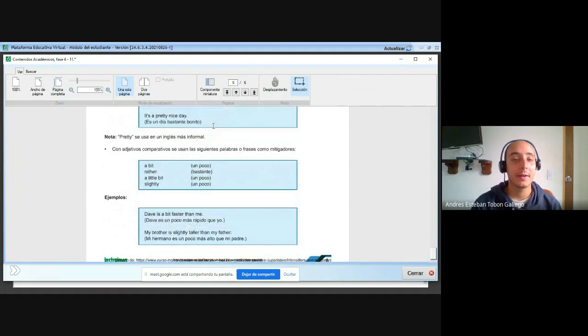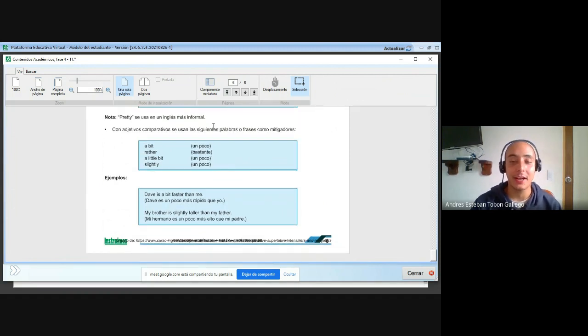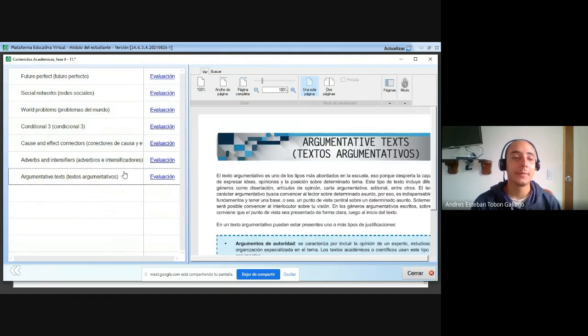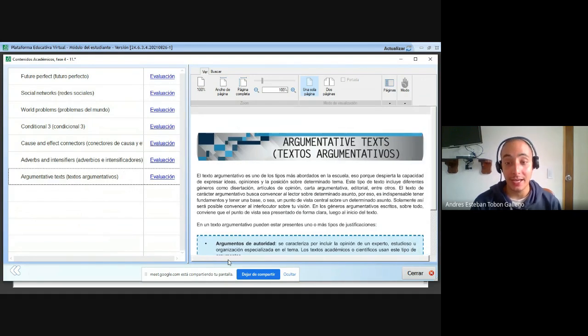Okay, we have some adjectives that become comparatives, and we use some of the next words in order to help them as mitigators. Okay, Dave is a bit faster than me. My brother is slightly taller than my father. Okay, so in there, guys, we can observe how things are, and we can observe the importance of those adverbs and intensifiers. Okay, finally, we will move on to the argumentative essays.